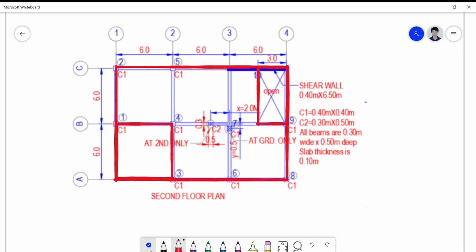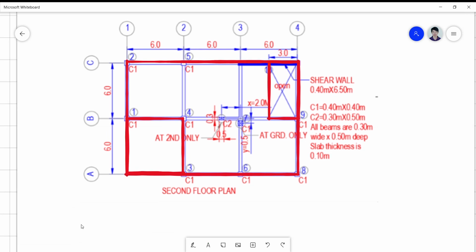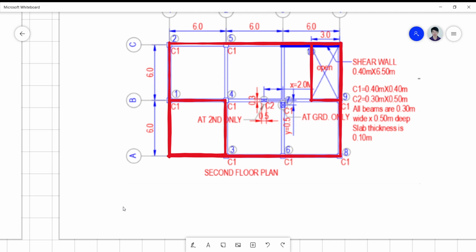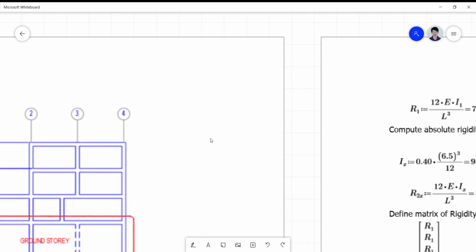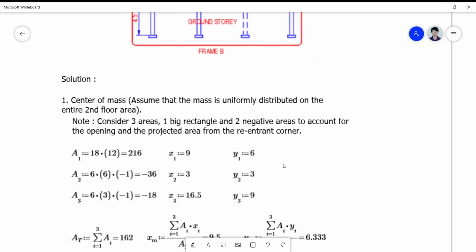So let's now try to solve for the areas. Okay, so the big area here is actually 18 by 12. This is now the big rectangle. And this small rectangle here is the re-entrant corner, and another here is the stair access. Okay, so these are both negative areas because we are subtracting them.